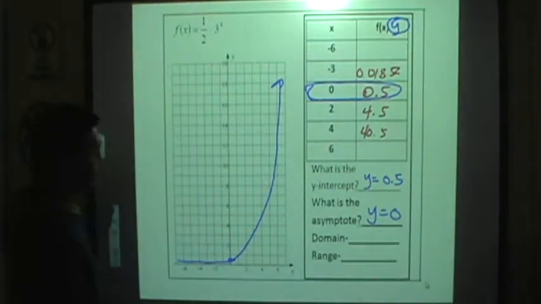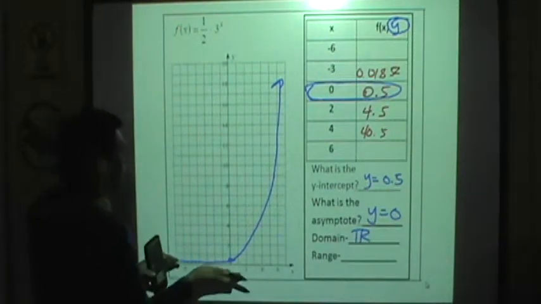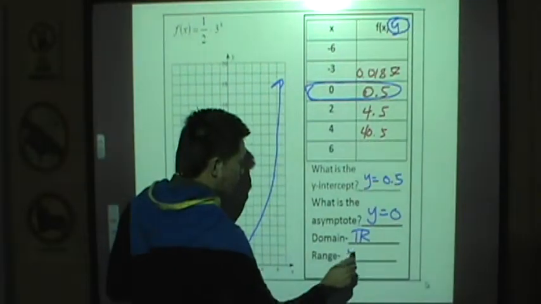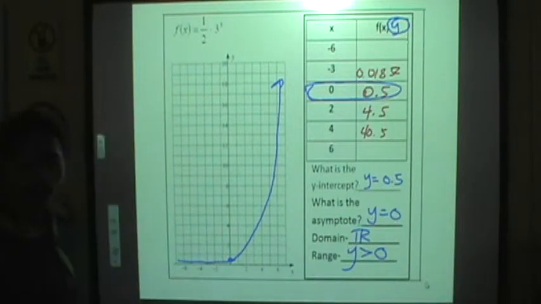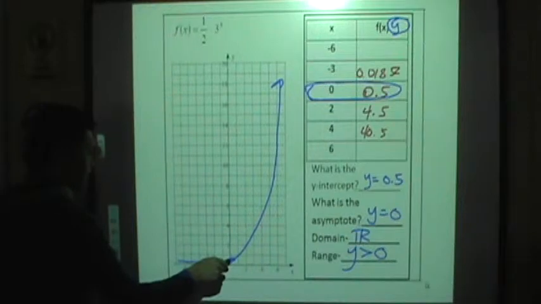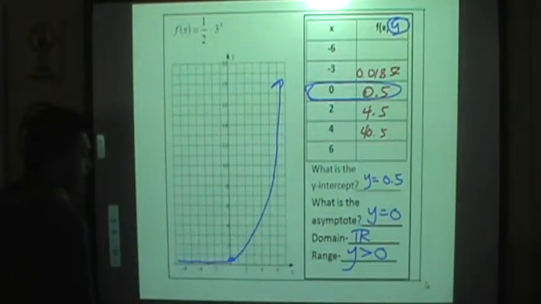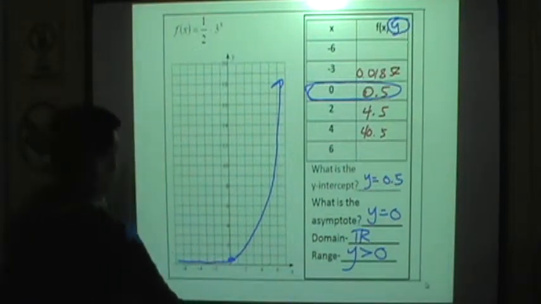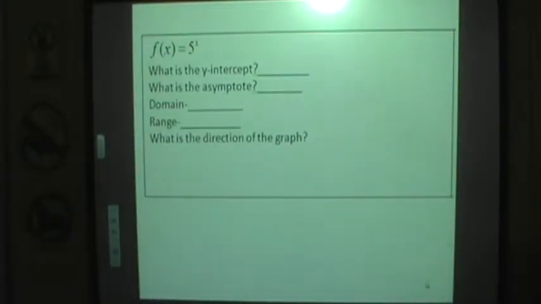That is your asymptote. For the domain, it goes to the left and it goes to the right, so it's all real numbers. And for the range, it's only going to go up, starting from the asymptote, which is 0. Its y is greater than 0. So here we go. The y-intercept is here. The asymptote is y equals 0. The graph approaches the y equals 0 line.